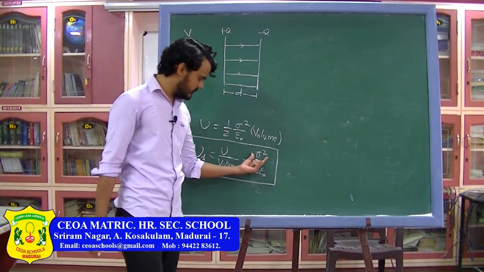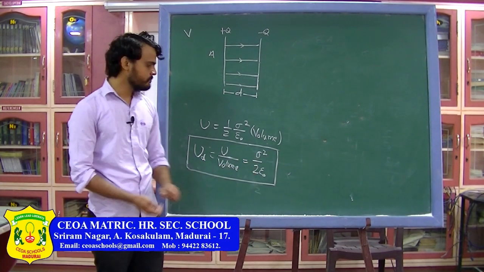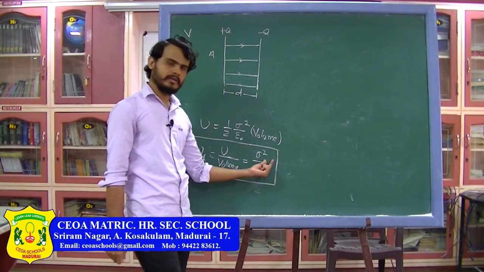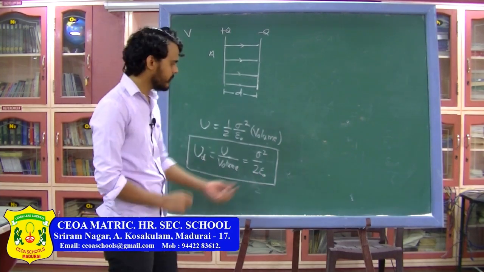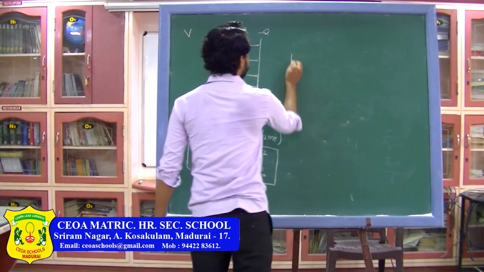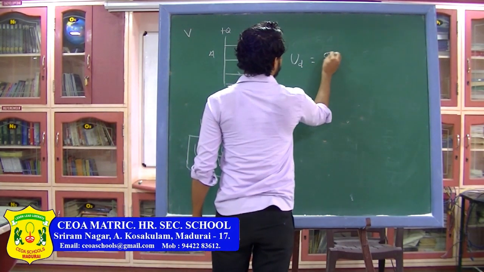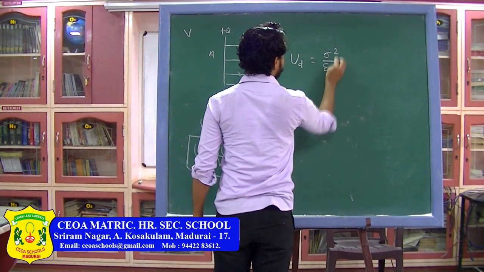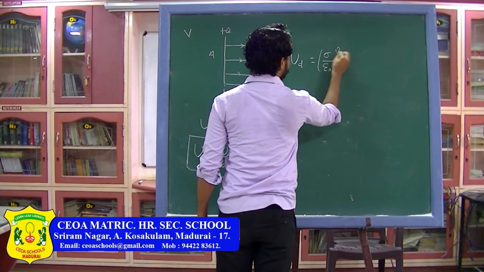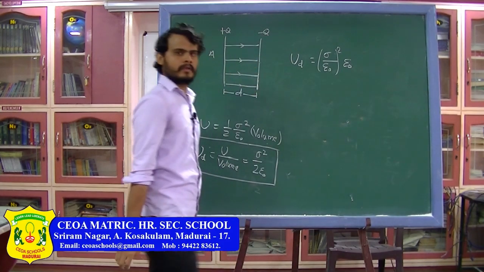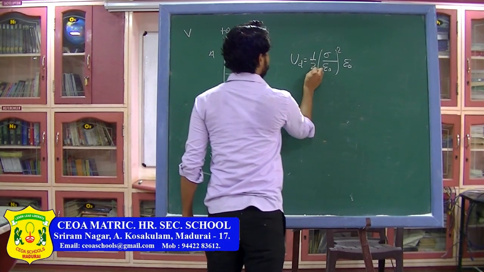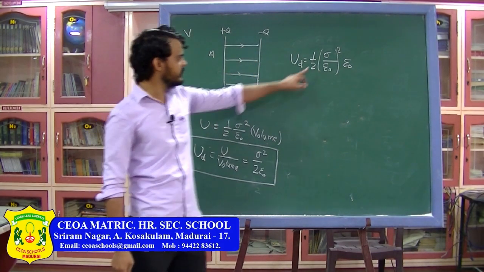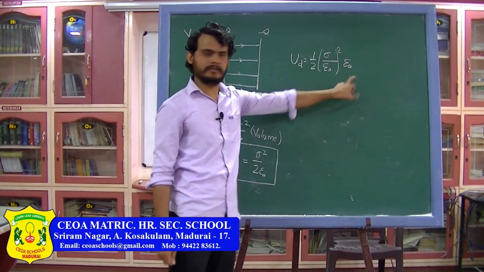Now as you can see, this is sigma square by epsilon naught. If I multiply this term by epsilon naught and divide it by epsilon naught, this will become sigma square by epsilon naught square into epsilon naught. So I can write energy density as sigma by epsilon naught square into epsilon naught, and there is 1 by 2 also here. So this will be 1 by 2 into sigma square divided by epsilon naught square into epsilon naught.